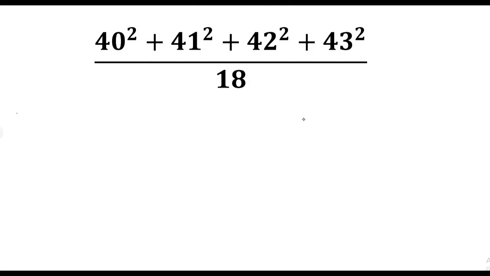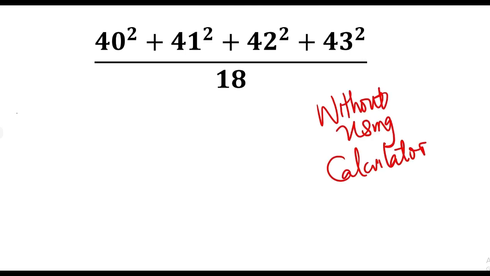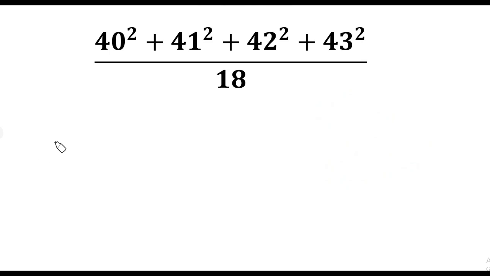Hi everyone, today we're solving the question: (40² + 41² + 42² + 43²) all over 18. And the instruction for the question is without using a calculator. So how are we going to achieve this?